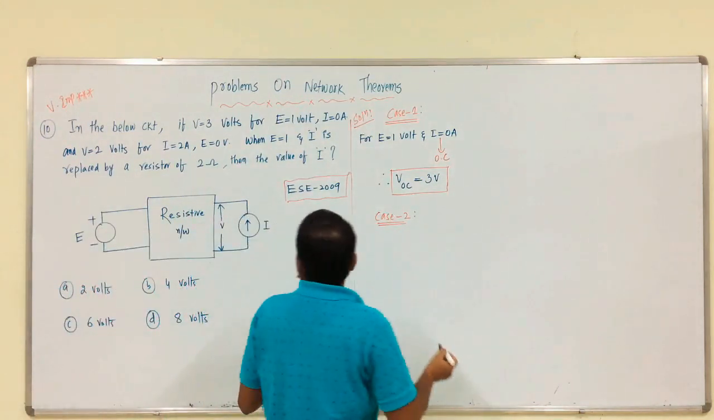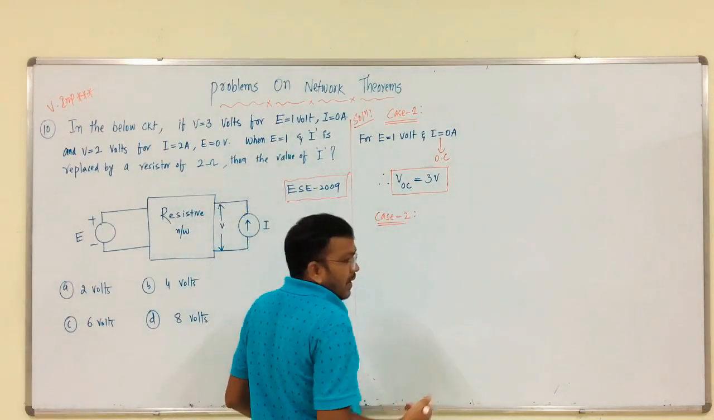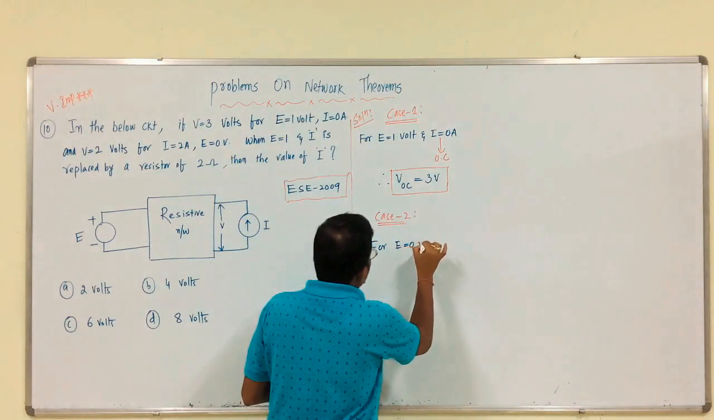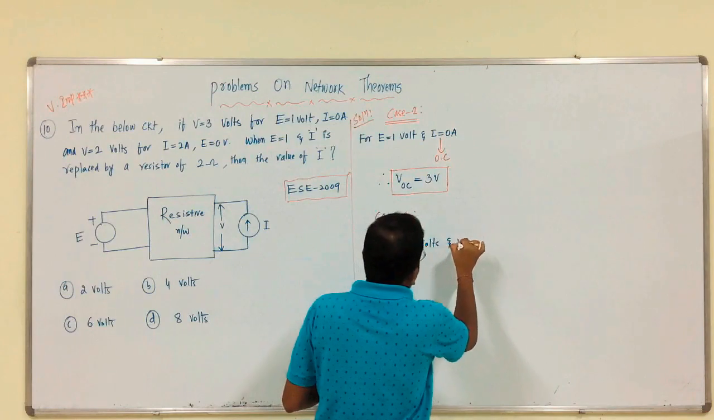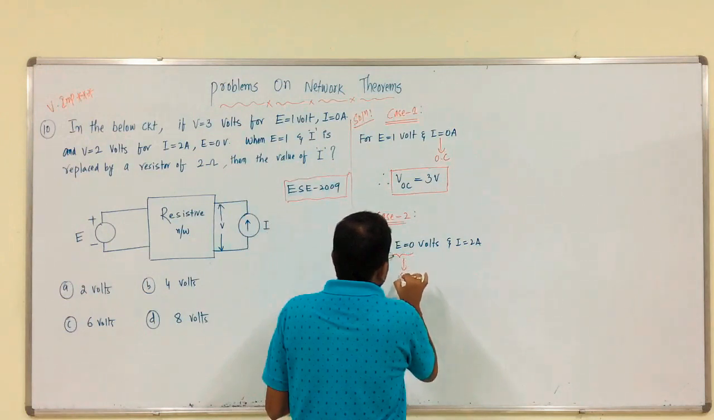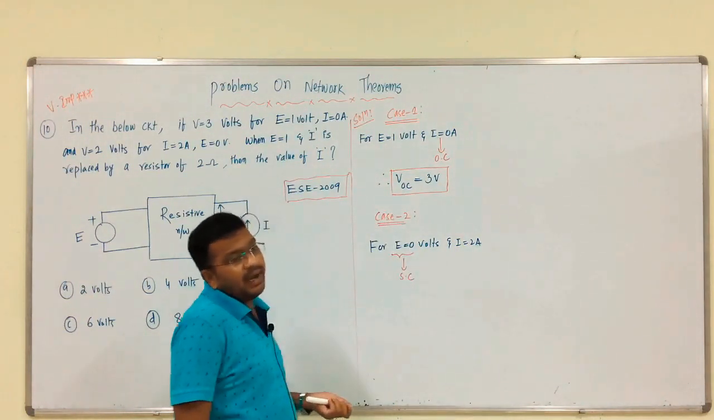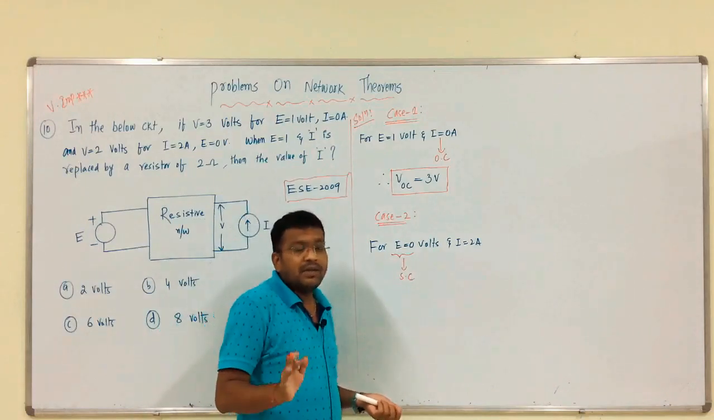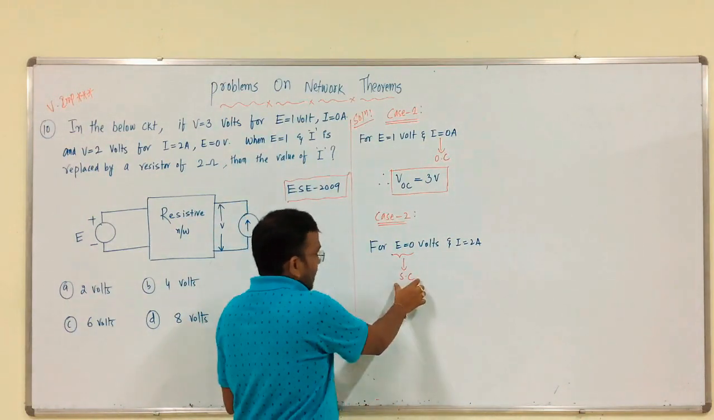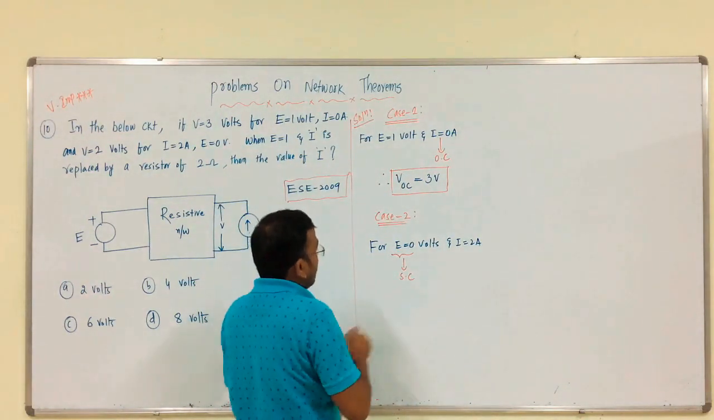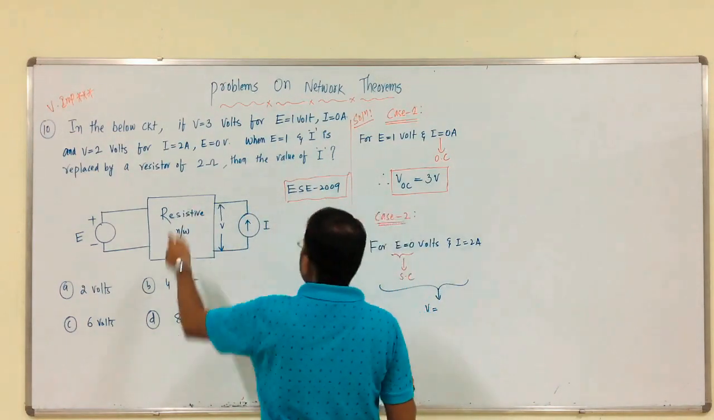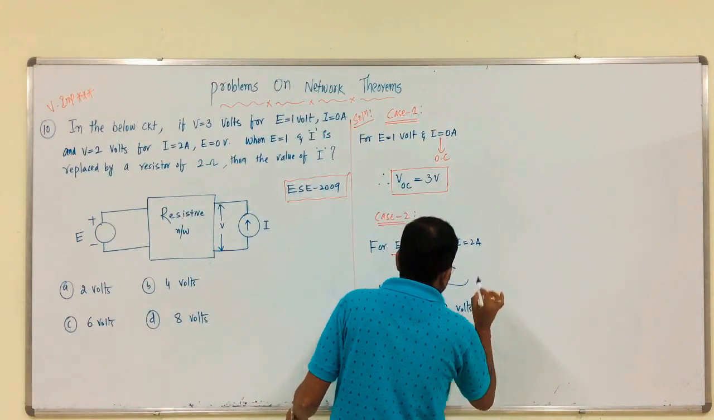Therefore, from this case 2 we have to get the value of RTH, that is for E equal to 0 volts and I equal to 2 amps. E equal to 0 means short circuited, right. So, in order to calculate R equivalent, we have to replace all other independent sources with their internal resistances. That is why this is nothing but RTH, but at this condition, what is the value of voltage? We got 2 volts, right, 2 volts.